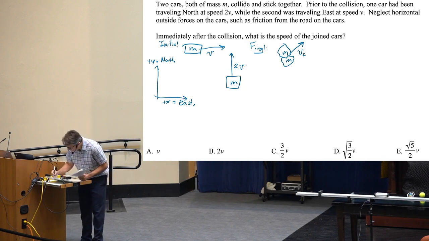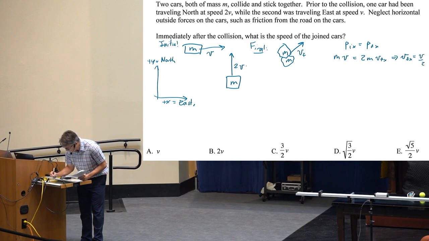And so what you do is you do conservation of momentum. P initial x equals P final x. So m times v is equal to 2m times v final in the x direction. So what that means is that V final in the x direction is equal to V over 2. And then P initial y equals P final y. So you've got m times 2V is equal to 2m times V final y. And what that means is that V final y is equal to V.